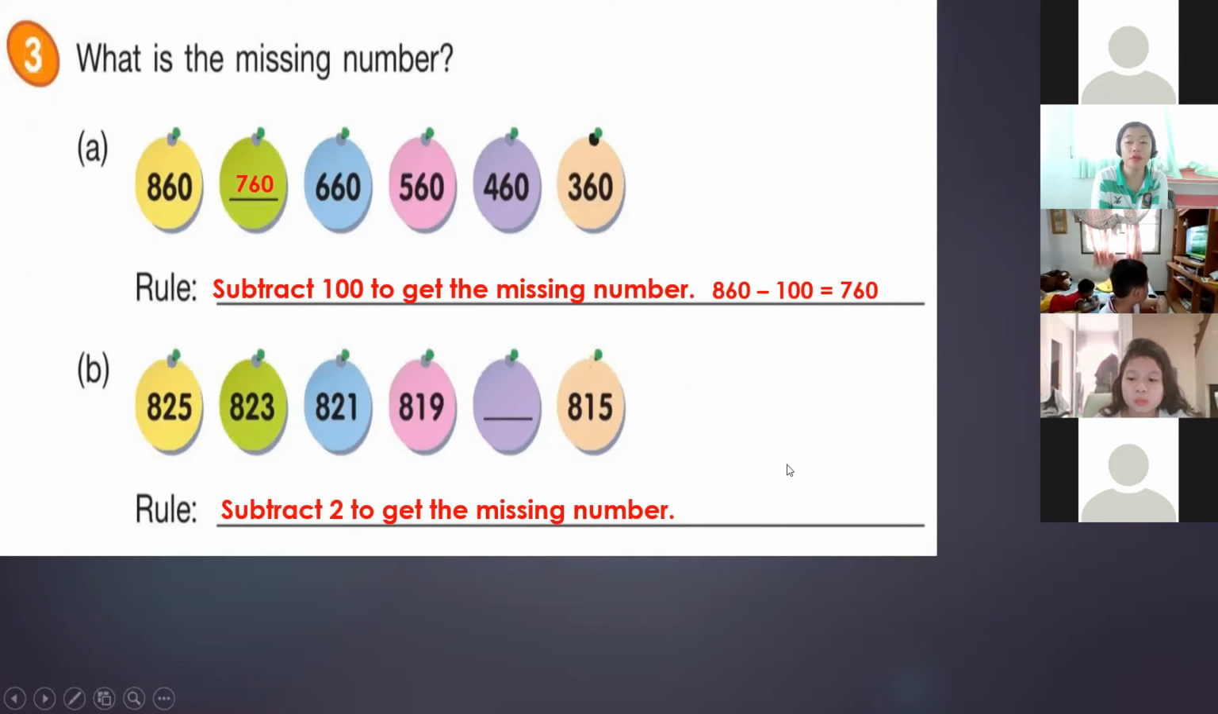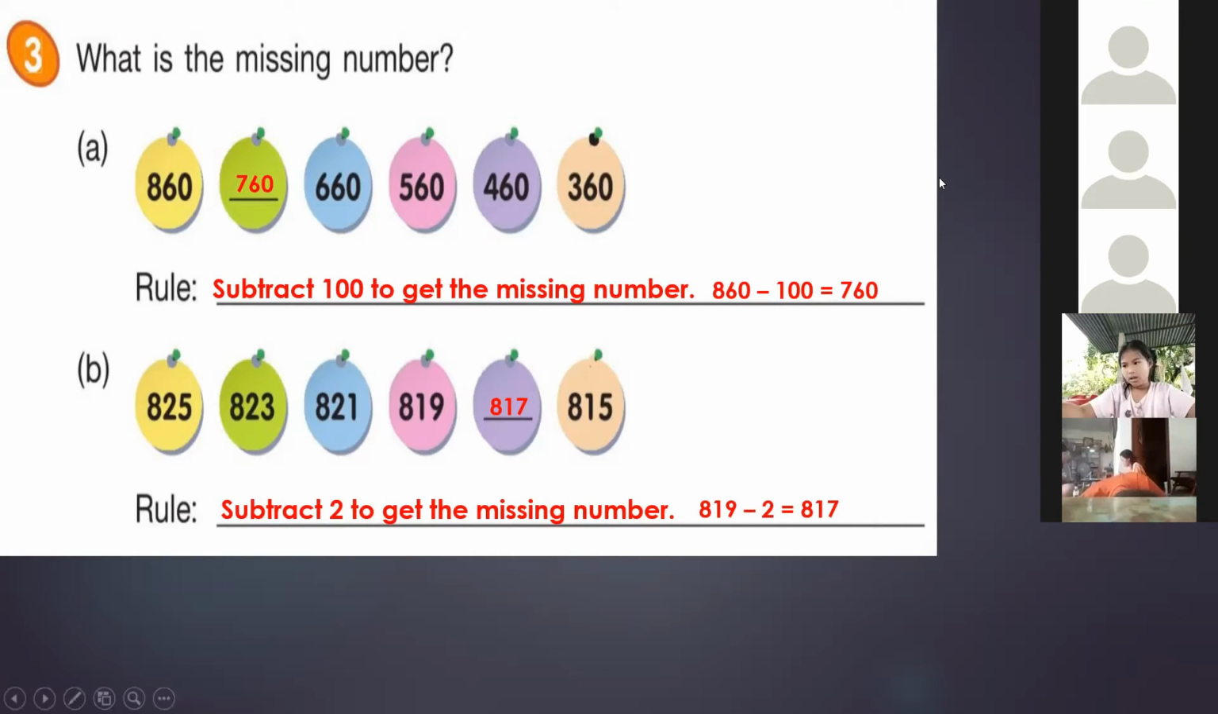Next, in letter B, the rule is subtract 2 to get the missing number. So we're going to subtract 2 on the number pattern. We have here 825, 823, 821, and 819. Let's subtract: 819 minus 2 equals 817. So for letter B, the missing number in the pattern is 817. And the rule is subtract 2 to get the missing number.